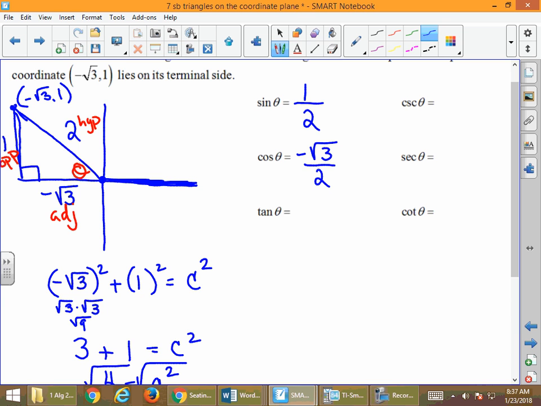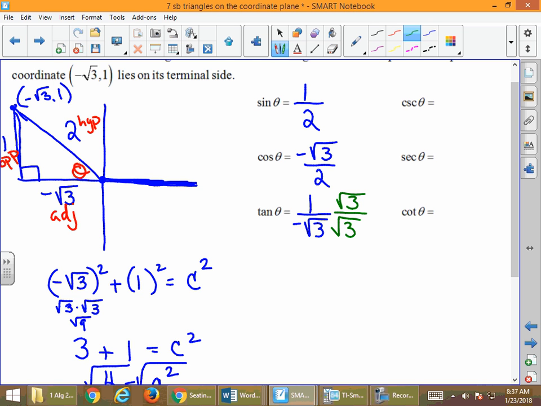Tangent is opposite divided by adjacent. 1 over negative square root of 3. But just a reminder that we do not like having a radical in the denominator, so we need to rationalize. When we rationalize, we're going to multiply by radical 3 over radical 3.